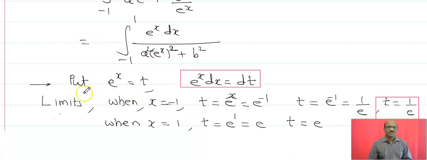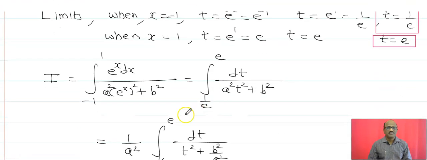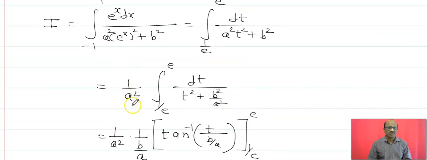Now the substitution: put e raised to x is equal to t. Therefore, e raised to x into dx is equal to dt. When x is equal to minus 1, t is equal to e raised to minus 1, therefore t is equal to 1 upon e. When x is equal to 1, then you will get t is equal to e. Therefore, the lower limit is 1 upon e and upper limit is e, dt. What is here? a square t square plus b square. Take a square as common. We always make the coefficient of t square 1. Therefore, it is 1 upon a square. Lower limit is 1 upon e, upper limit is e, dt upon t square plus b square upon a square.